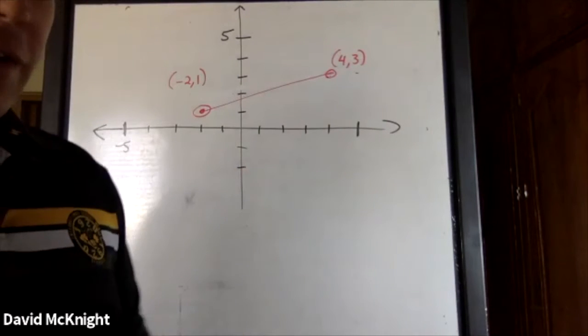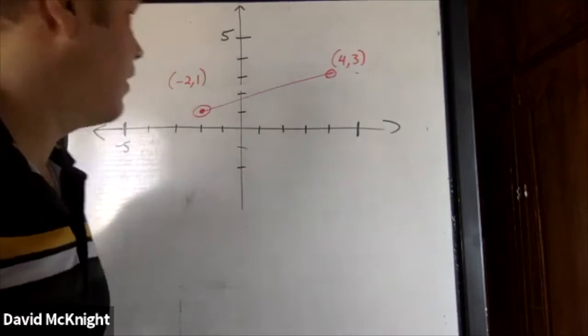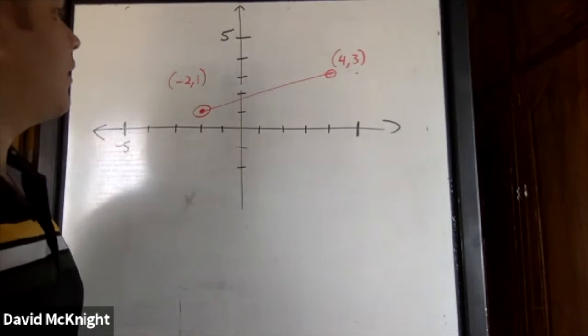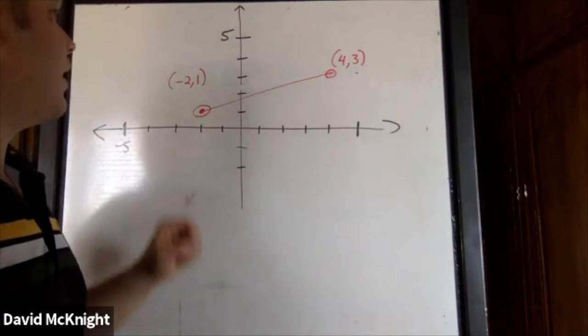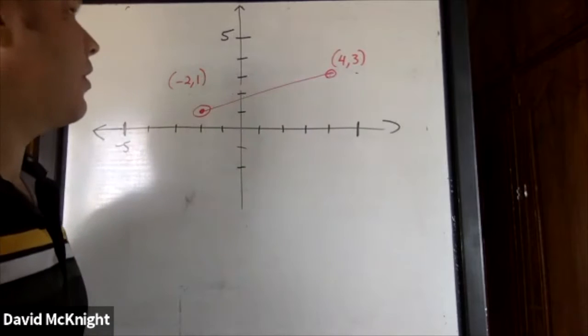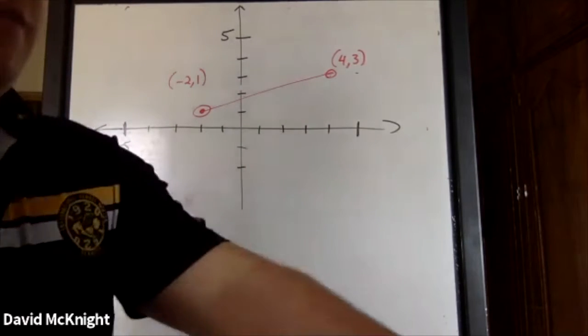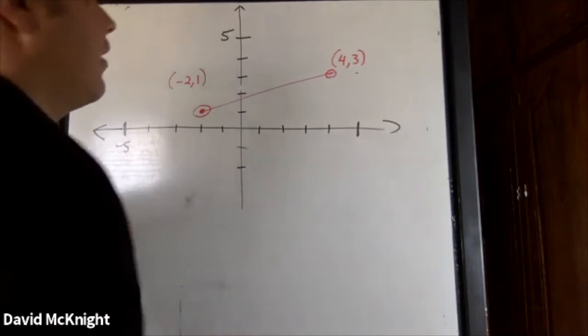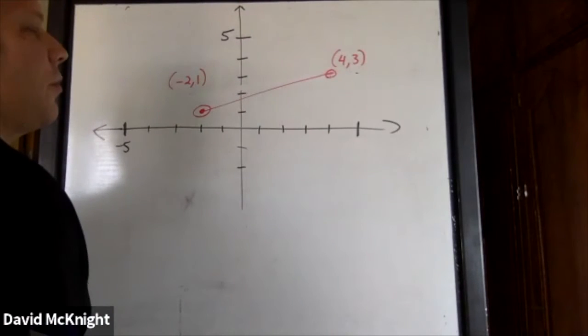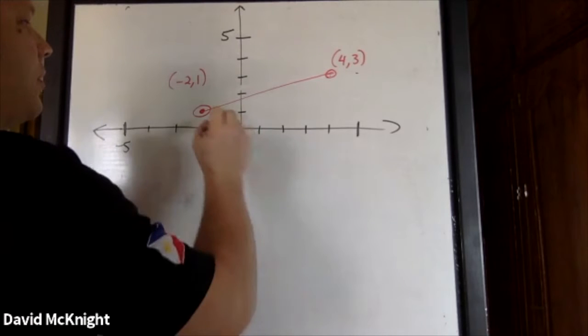All right, so now we're going to take a look at midpoint. It's the point exactly in the middle between 2 points in a coordinate plane. And again, we're going to have to look at the horizontal distance between those points and the vertical distance between the points.